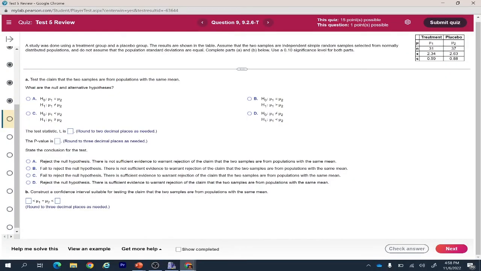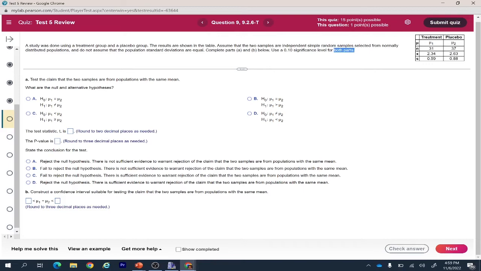This is problem number 9. A study was done using a treatment group and a placebo group. The results are shown in the table here. Assume that the 2 samples are independent simple random samples selected from normally distributed populations, and do not assume that the population standard deviations are equal. Complete parts A and B, which are given here. Use a 0.1 significance level for both parts. Okay, so this is the information we have.